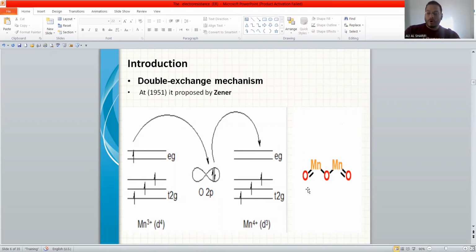And between them is the oxygen, like here. The oxygen will be something like a bridge. It will give the opportunity for the electron to jump from this upper eg at the Mn3+ toward the manganese 4+ by using the oxygen like a bridge. Here it will be like that.